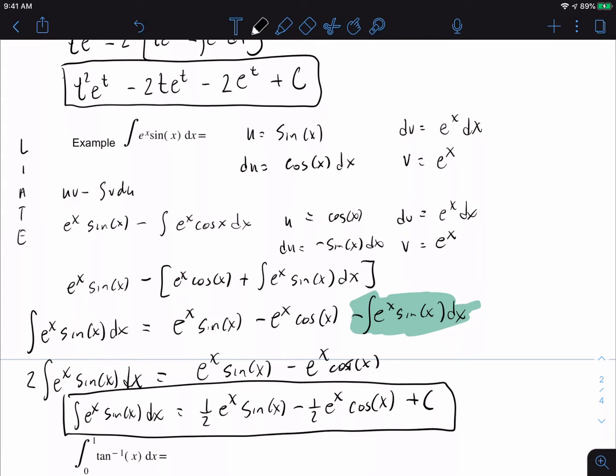This is called a looper, where the original problem ends up as part of the solution. And so the way to remedy that is we need to be aware that it's there and move it to the other side, remembering that we're balancing the equation. We okay with that?